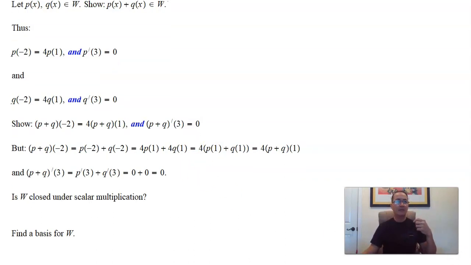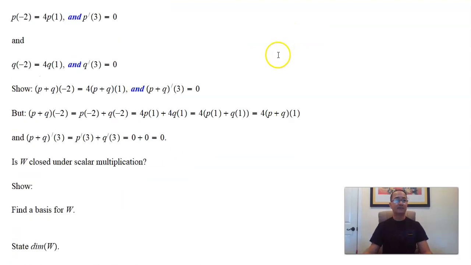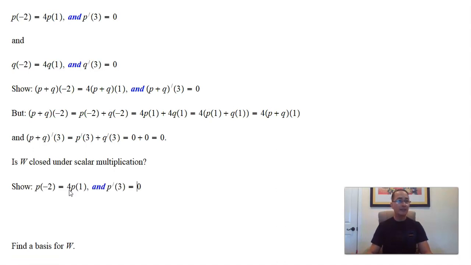All right, what about scalar multiplication? What do we have to show this time? Instead of these two equations, we must show that the equations with Kp are also satisfied. So replace P with Kp, and same thing over here and over here. Who is K? It is any scalar, K.